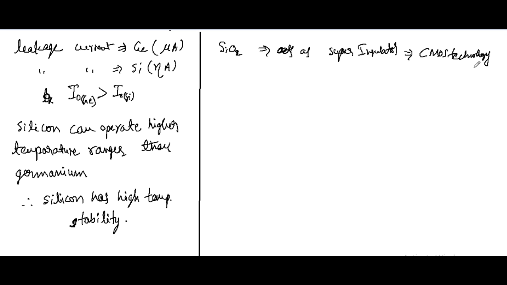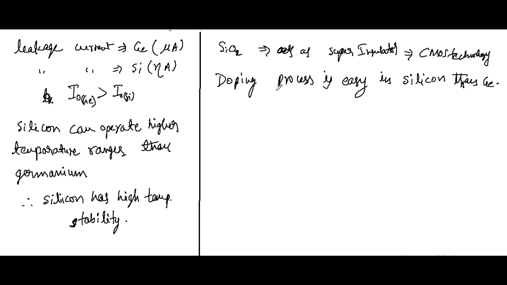And another advantage of silicon is that the doping process is easy in silicon compared to germanium. So now what is doping? Doping is nothing but adding impurity to a pure semiconductor. So this process is easy in silicon material compared to germanium. So from all these reasons, we can write one simple point here: silicon is the most widely used semiconductor compared to germanium.